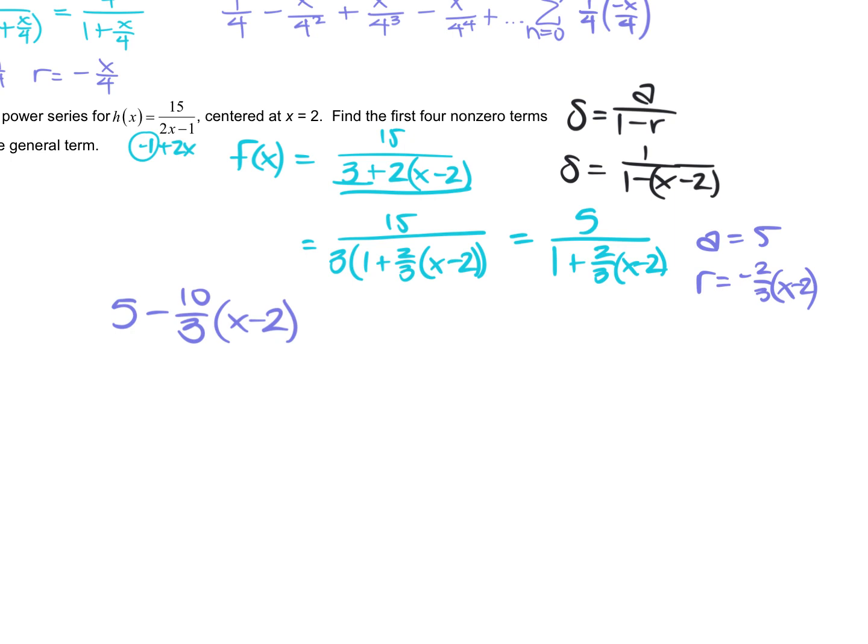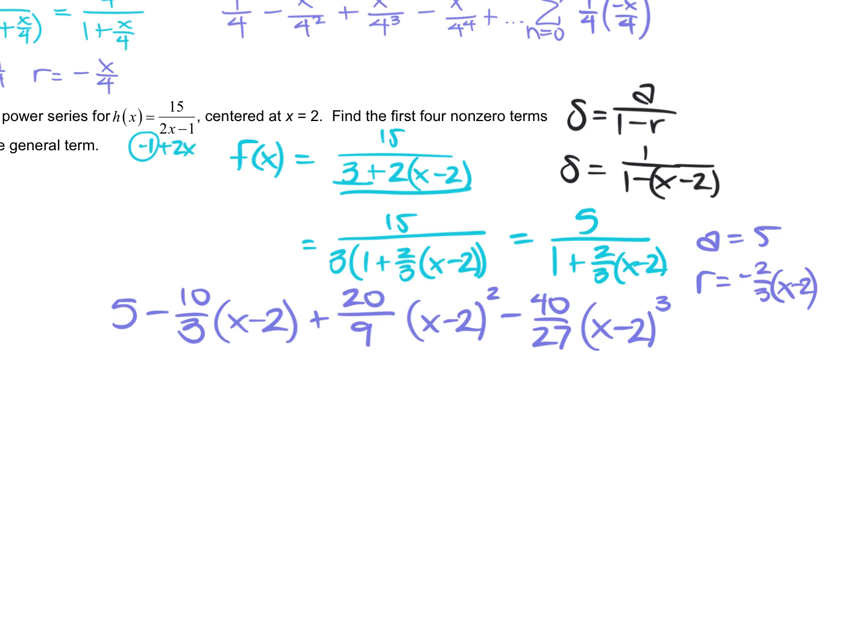What's the next one? 20 over 9, x minus 2 to the second. Third term: minus 40 over 27, x minus 2 to the third.